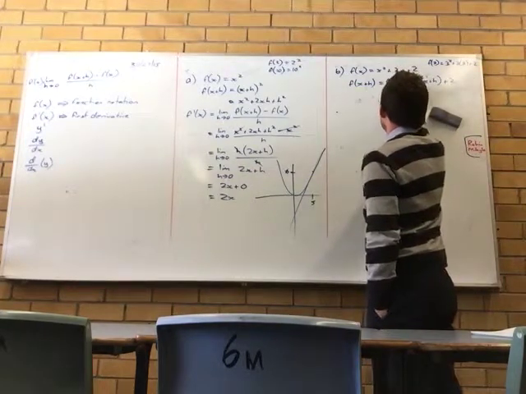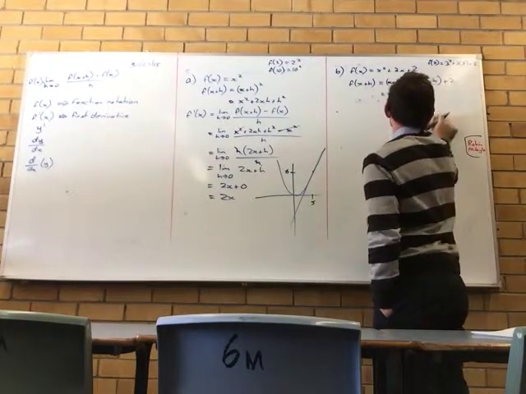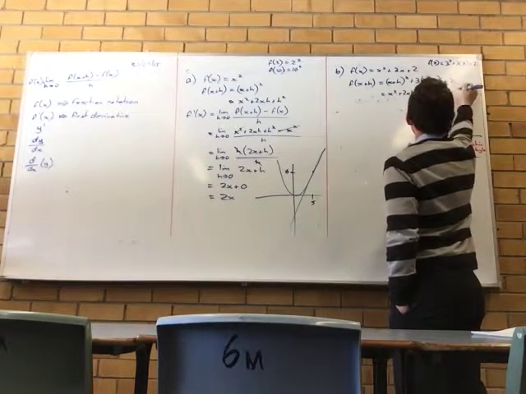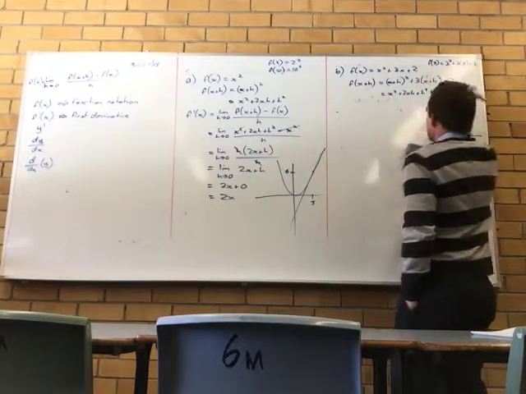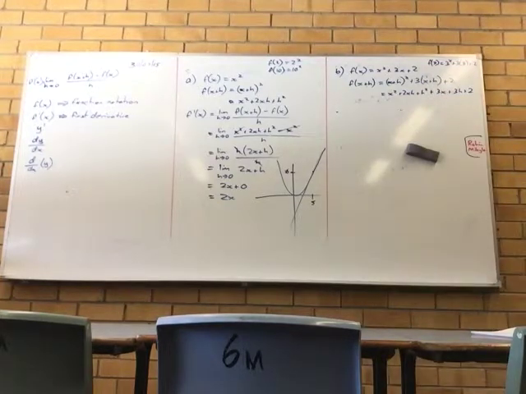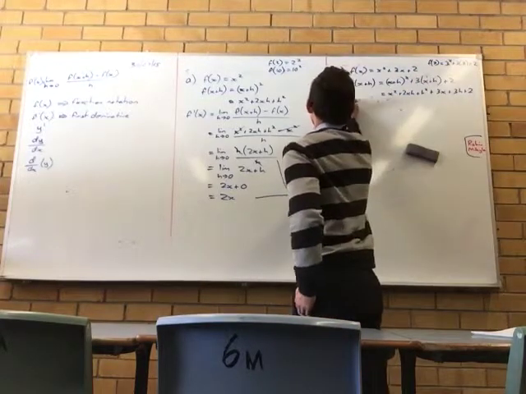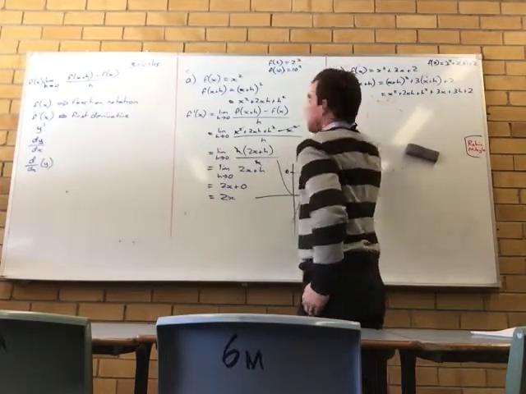X squared plus 2xh plus h squared, we of course all know that. This is chapter 2x. Anything we can tidy up? Nope. Alright, so the equation of the gradient of the tangent is f dash of x.